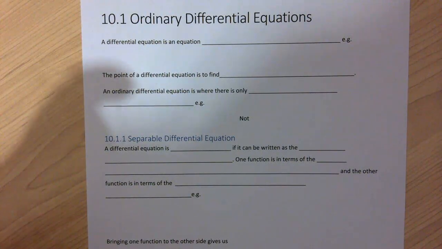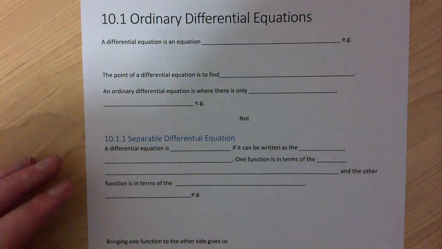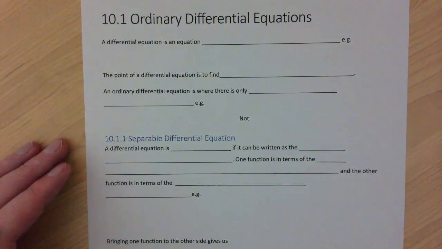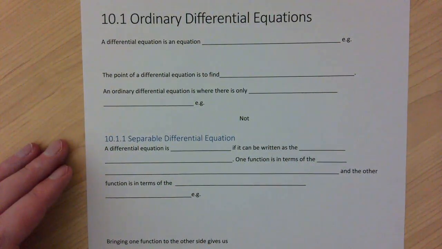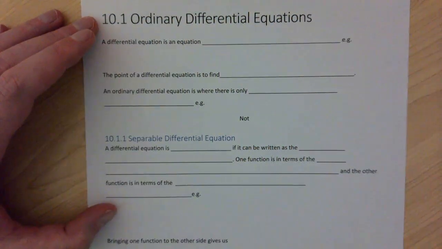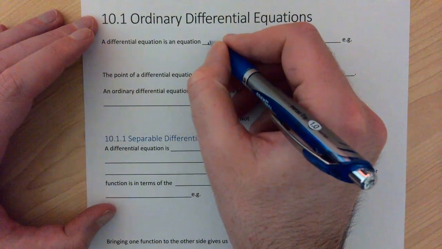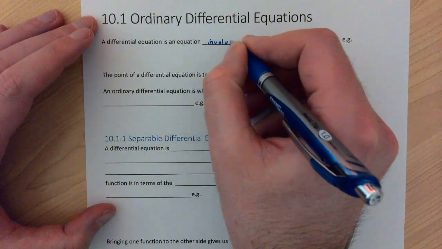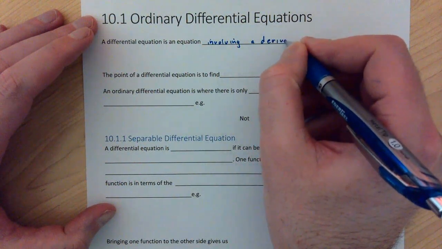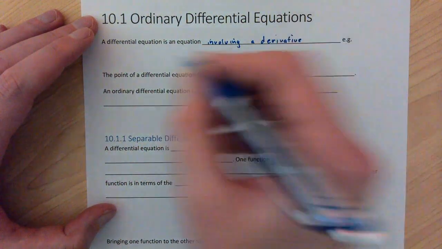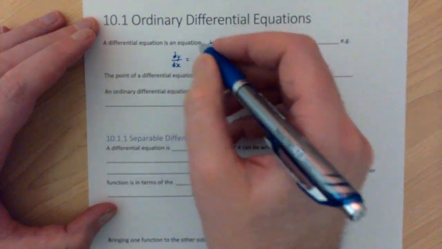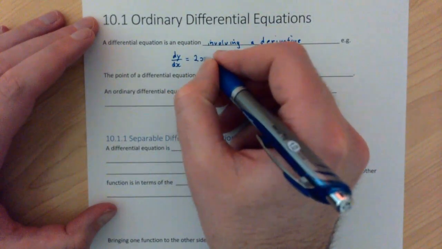Hi everybody, today we're starting to look at differential equations, and our main look at that is ordinary differential equations. So first of all, let's just step through what this means. A differential equation is an equation involving a derivative. An example of that could be something like dy dx, that's my derivative, equals, that makes an equation, something like 2x.